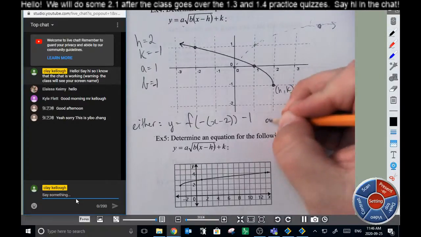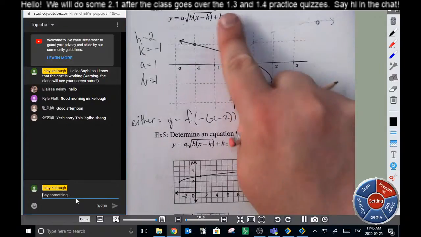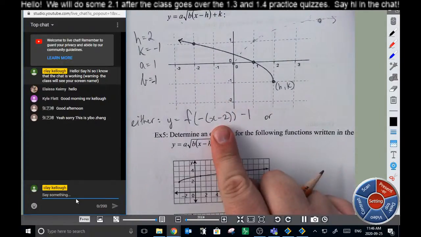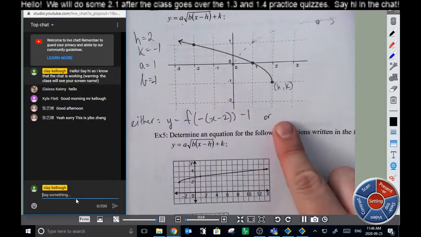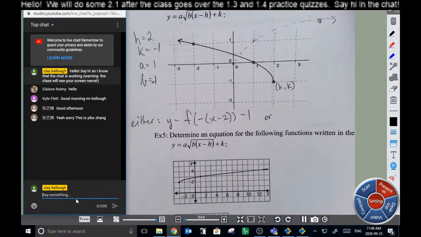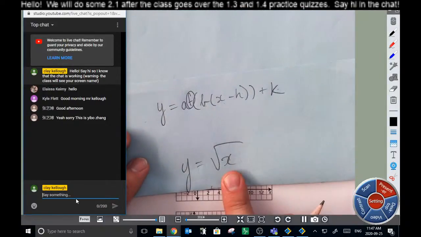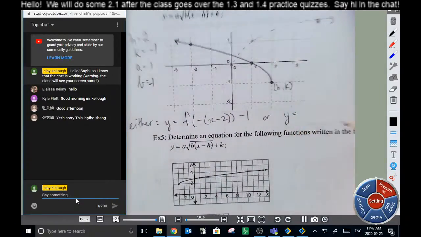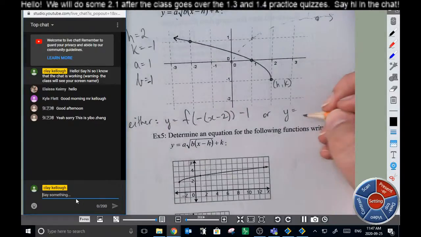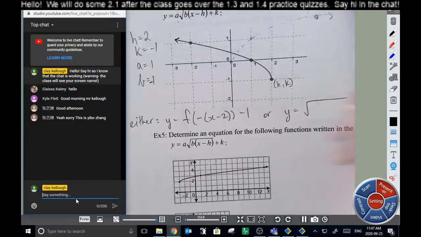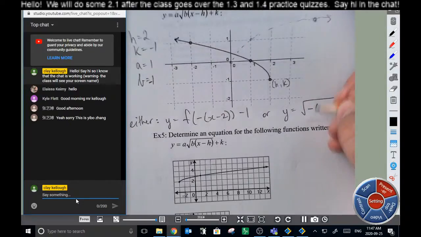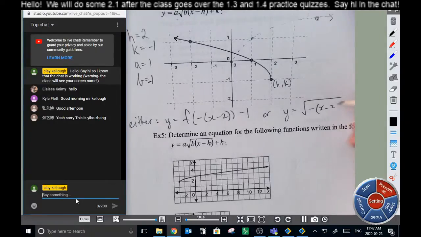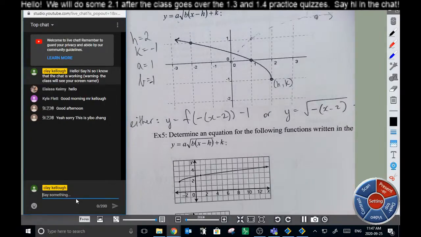Or, what if I didn't want, it just says determine the equation. Well, that's an equation. That's a function form equation. What if I wanted the specific equation? Kind of like that. What if I wanted the specific equation with the actual square root in it? Then I would want y equals the square root of, again, a doesn't exist, or a is 1, I should say, x minus 2, and then minus 1, right? So there we go. Those are both the same thing.